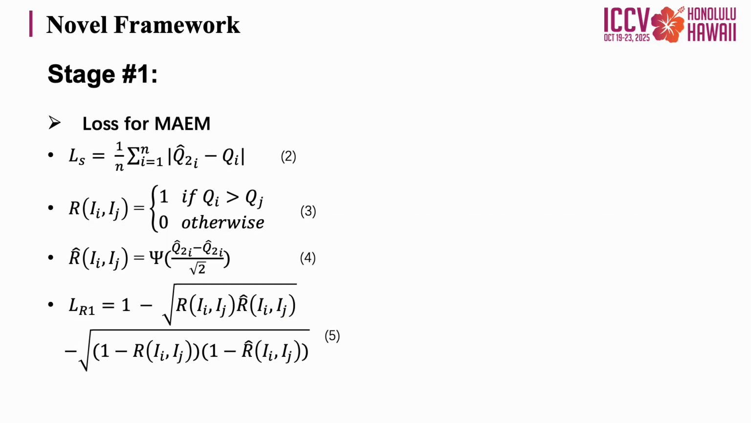The second part is LR1. For the fidelity loss LR1, given an image pair Ii and Ij, the binary label according to their ground truth Qi and Qj is defined as formula 3. According to Thurstone's model, the probability of Ii being perceived as more attractive than Ij is estimated as formula 4, where phi denotes the standard normal cumulative distribution function and its variance is set to 1. Then the fidelity loss can be calculated as formula 5.